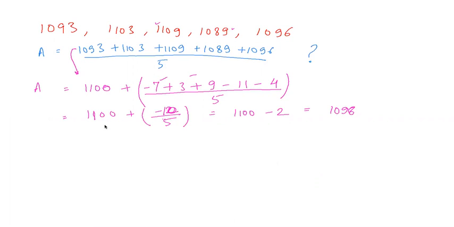Rahul, you're raising your hand. Do you have any question? Ma'am, what is the name of this method? Okay, the name of this method is the deviation method. Let me write it down over here. It is the deviation method for calculating the averages.